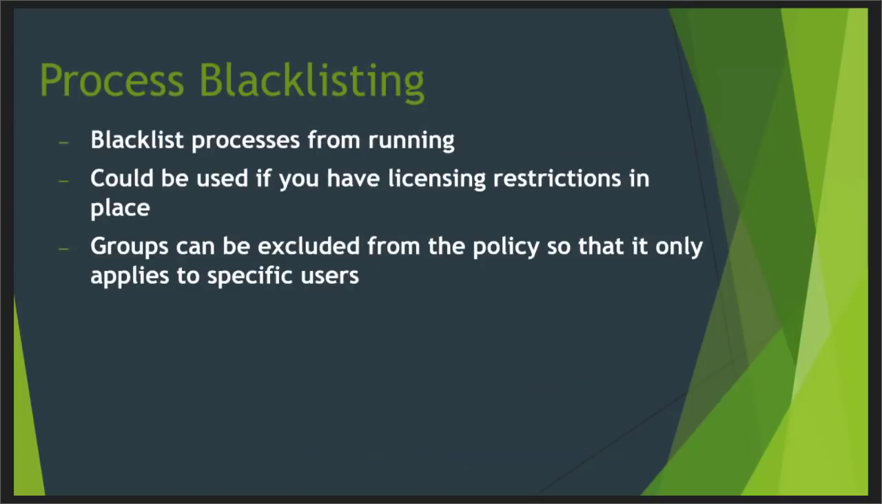Process blacklisting is the opposite of process whitelisting. Basically, you specify an application process, such as WinWord.exe for Microsoft Word, and it will block that process from running. Blacklisting could be useful if you had an application for which you had only a certain number of licenses. So you could exclude a specified AD user group from the blacklist, and they would be able to access the application.